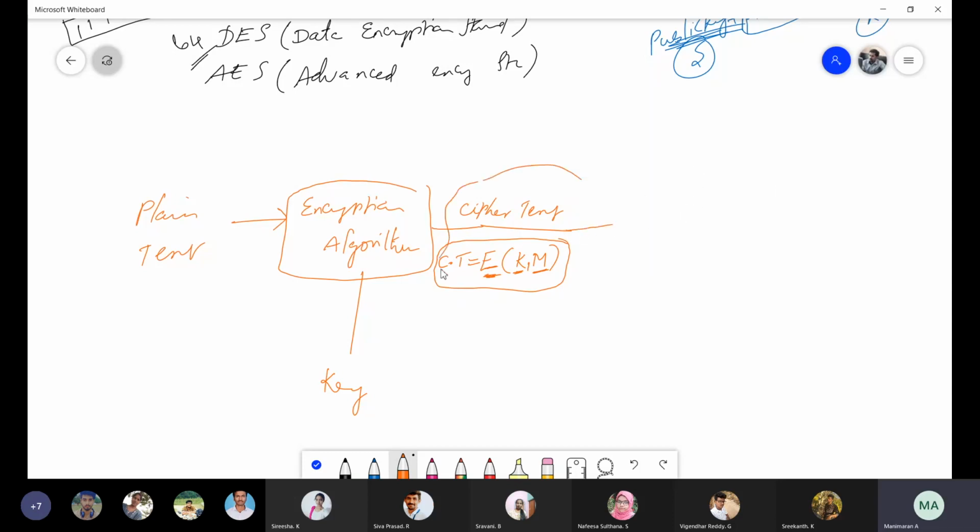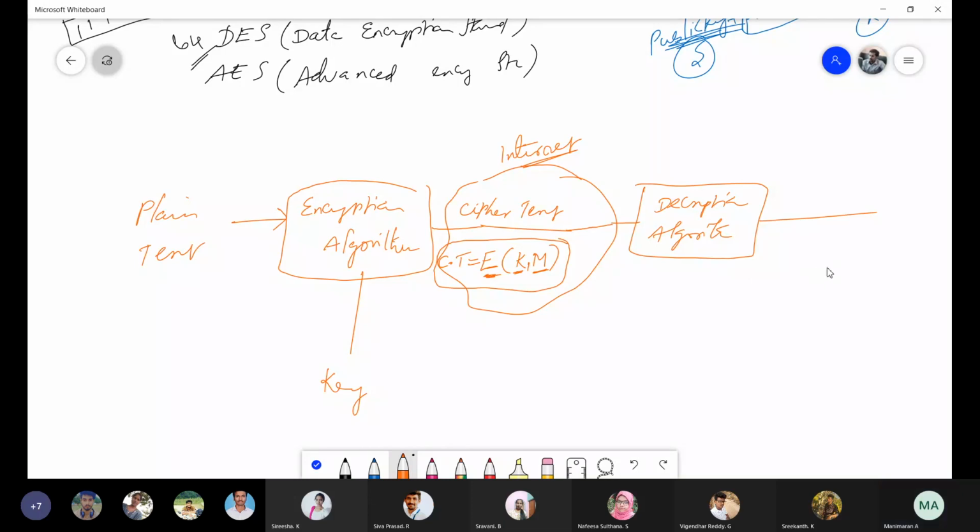Now the ciphertext is moving across the internet, which is very vulnerable to attack, very dangerous. After coming out from the internet, at the receiver end, we have to use the decryption algorithm. This decryption algorithm will take the key value and then the ciphertext. Then we apply the decryption algorithm and we get the plain text, that is the message, plain text or M. This is the formula.